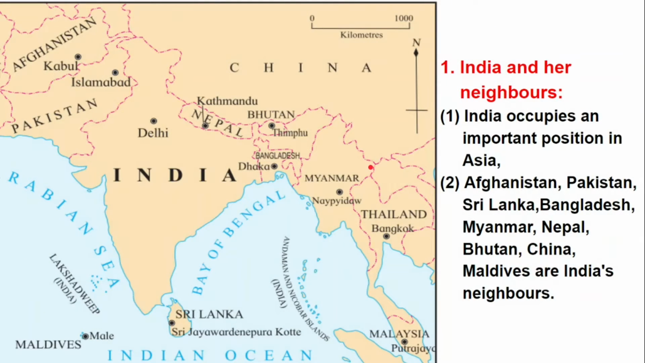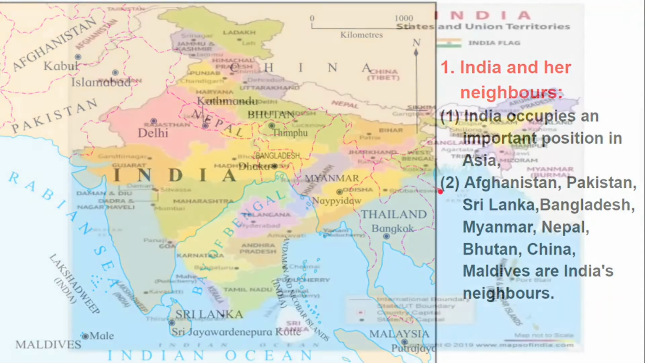India has a land frontier of 15,200 km. The total length of the coastline of the mainland, Lakshadweep Islands and Andaman and the Nicobar Islands is 7,516.6 km. India shares its border with 7 countries.